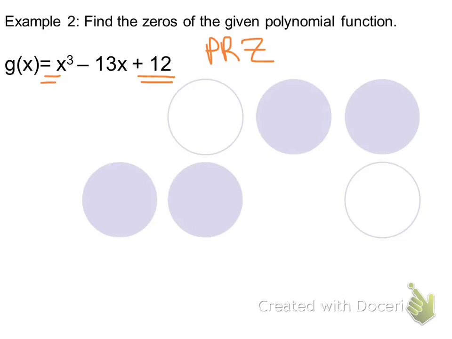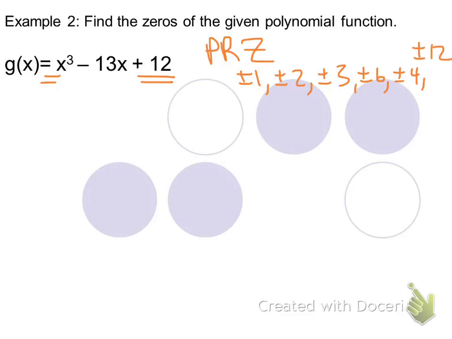I love it when the leading coefficient's 1. We don't have any fractions to worry with. We'll look at some tomorrow that involve fractions. So the possible rational zeros, Bryce, are plus or minus 1, plus or minus 2, plus or minus 3, plus or minus 6, plus or minus 4, I missed 4, plus or minus 12.